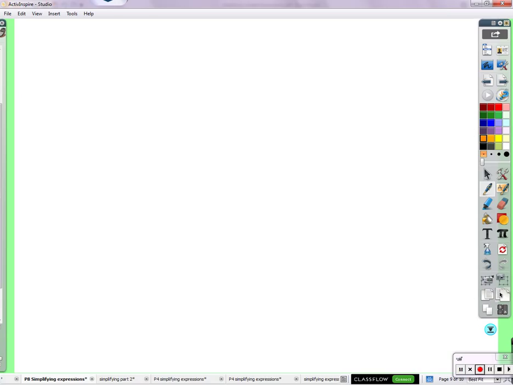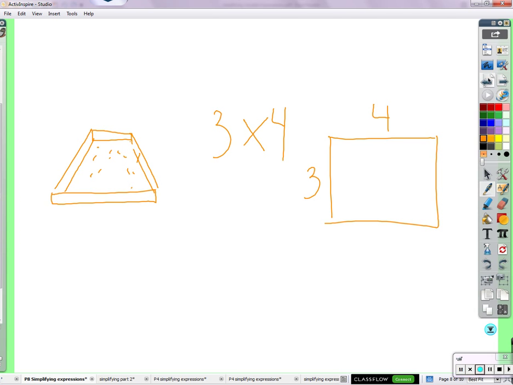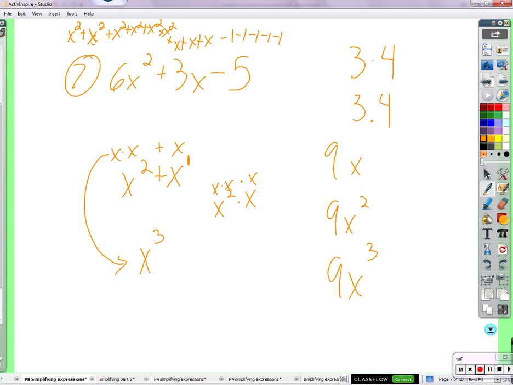So we figured out for number 7, if I ask you to simplify 6x squared plus 3x minus 5, since x squared plus x is not x to the third, and it's not 2x squared, right? That's an x squared, that's an x. It's not 2 of anything, not 3 of anything. What would you say if I said add x squared plus x? Can I put an x squared plus an x together and get something new?